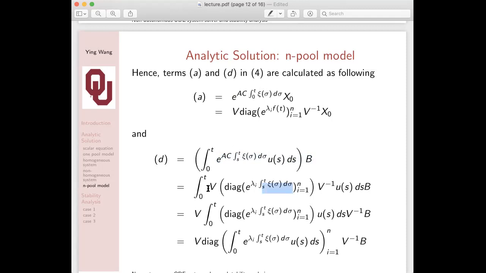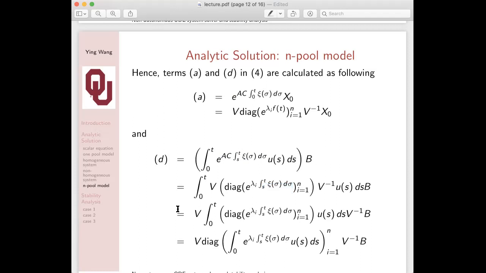Now V and V inverse are constant matrices, so they are independent of the integration variable s. So those two can be pulled out of the integral sign. Then here is the integral of a diagonal matrix. It's the same as integrating every single diagonal entry, so again you have a diagonal matrix. You just write out the diagonal matrix explicitly. By doing this, we are finished with the analytical solution for the N-pool model.